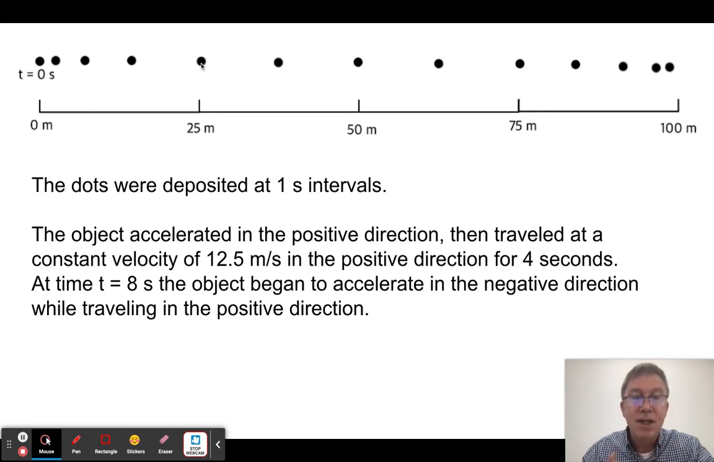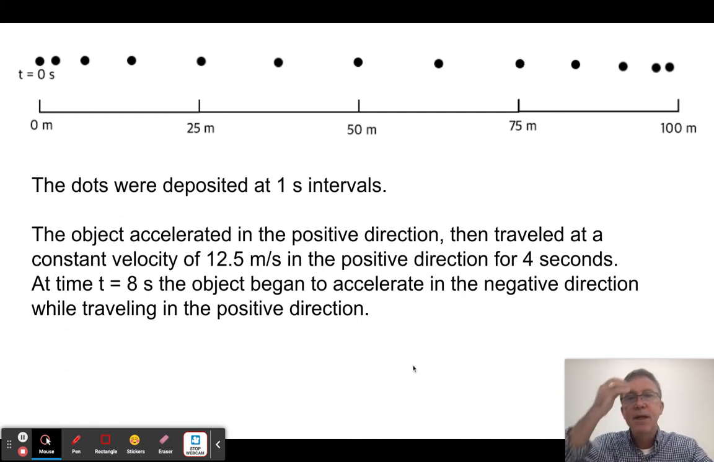If I start here, that's 0. 1 second later, 2 seconds, 3 seconds. It took 4 seconds to get from here to here. So that is 75 minus 25. That's 50 meters. It took 4 seconds. Therefore, it's traveling at 12.5 meters per second. But I know that at time equals 8, it began to slow down and have a negative acceleration.